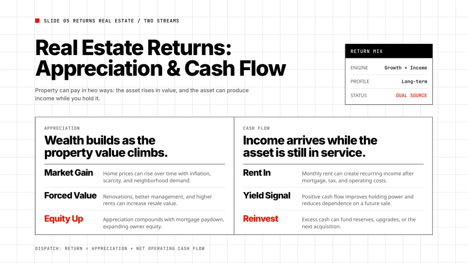Together, appreciation and cash flow form a dual return stream. Appreciation builds your wealth in the long term as the property value climbs and equity grows. Meanwhile, cash flow supplies ongoing income that can be reinvested into property upgrades, reserves, or even future investments. In essence, your total return in real estate equals both the appreciation of the asset plus the net operating cash flow it generates. This combination makes real estate a powerful engine for building long-term wealth.